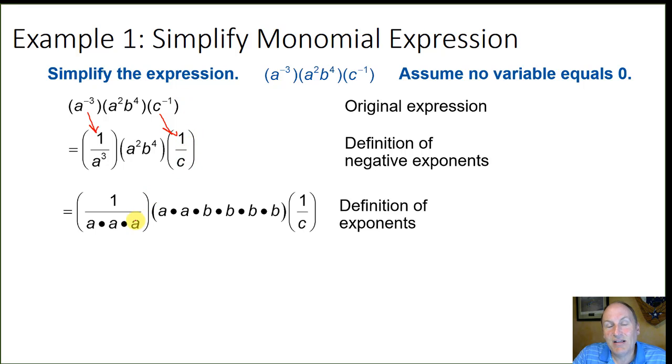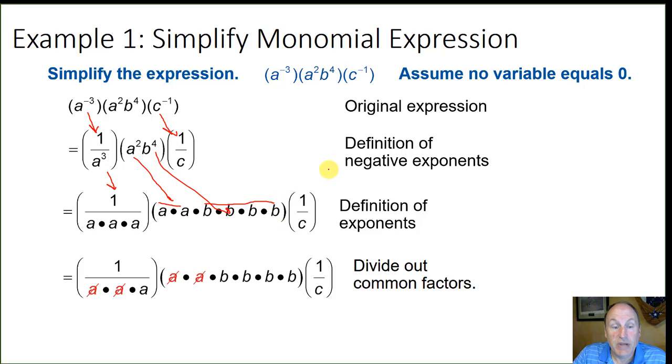Now, once you learn this process, you don't necessarily have to list out each variable as many times as they are raised to a power. But we're going to do this just for visualization. So 1 over a to the third is the same as 1 over a times a times a. Equivalent expression. A to the second times b to the fourth is the same as a times a times b times b times b times b. Okay, so I've got 2 a's and 4 b's multiplied by each other, and 1 over c.